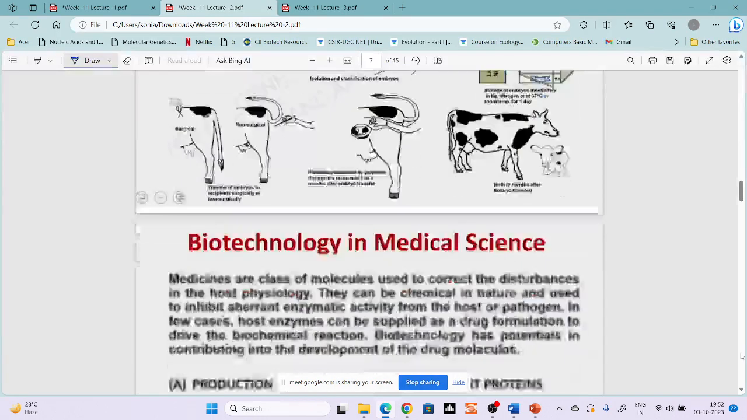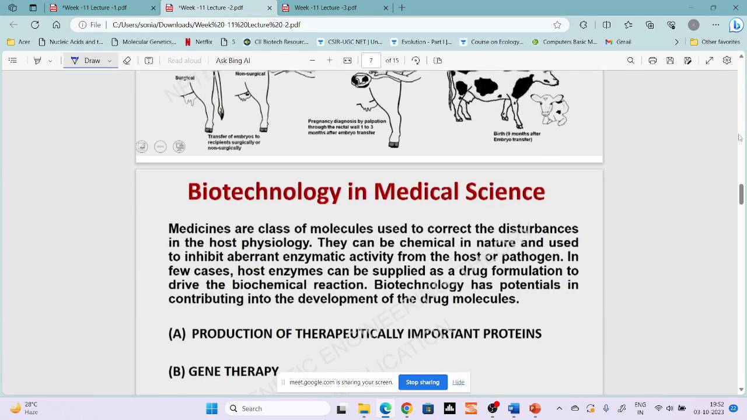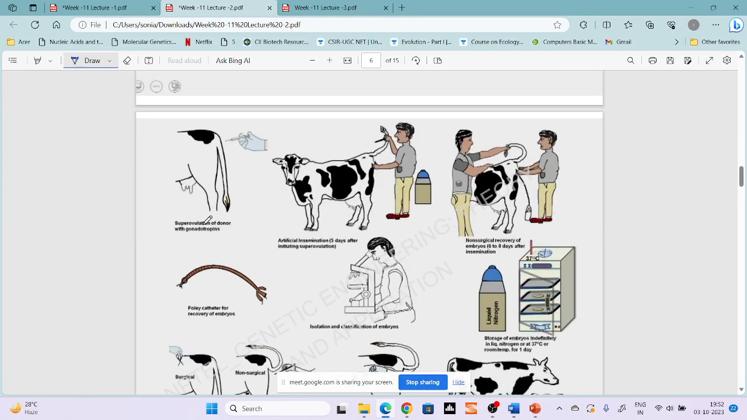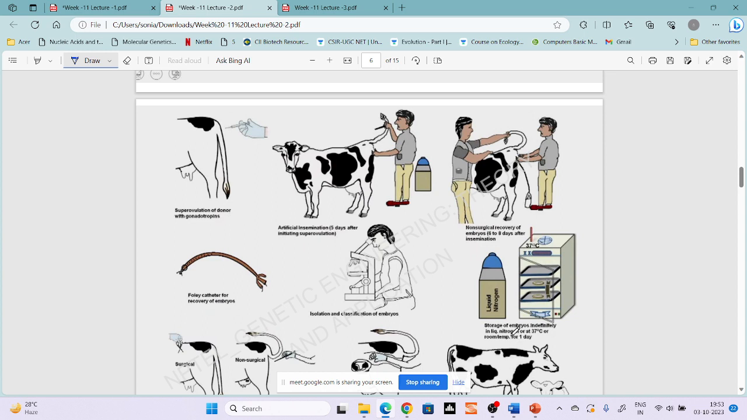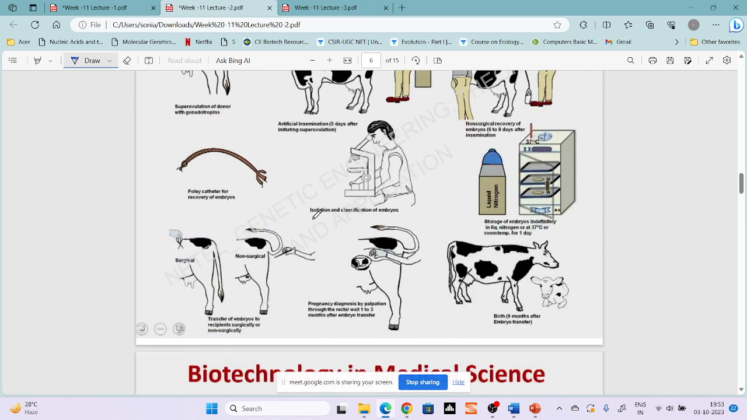Anyways, now we'll come again. So here you can see superovulation, then artificial insemination, then recovery of the embryos, then either you can transfer the embryos to another female, or you can store the embryos. And it is very important that before transferring you have to check the embryos.